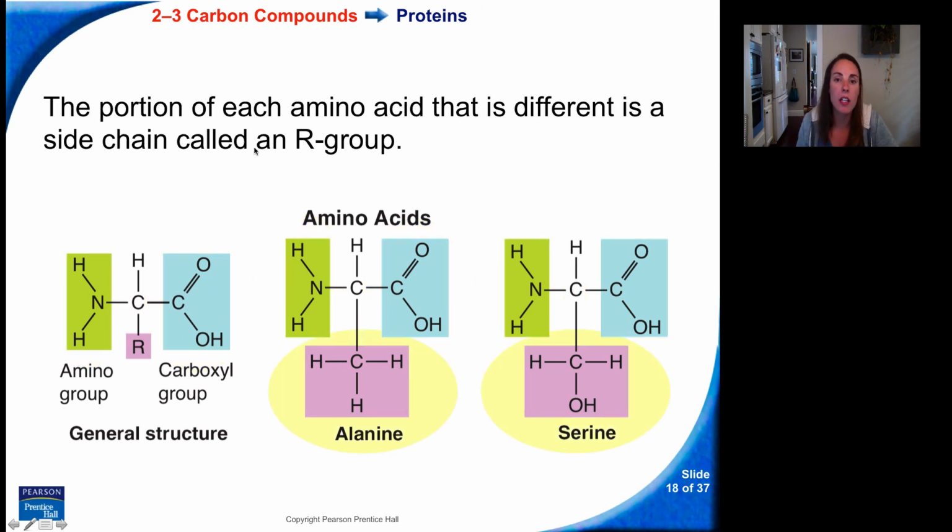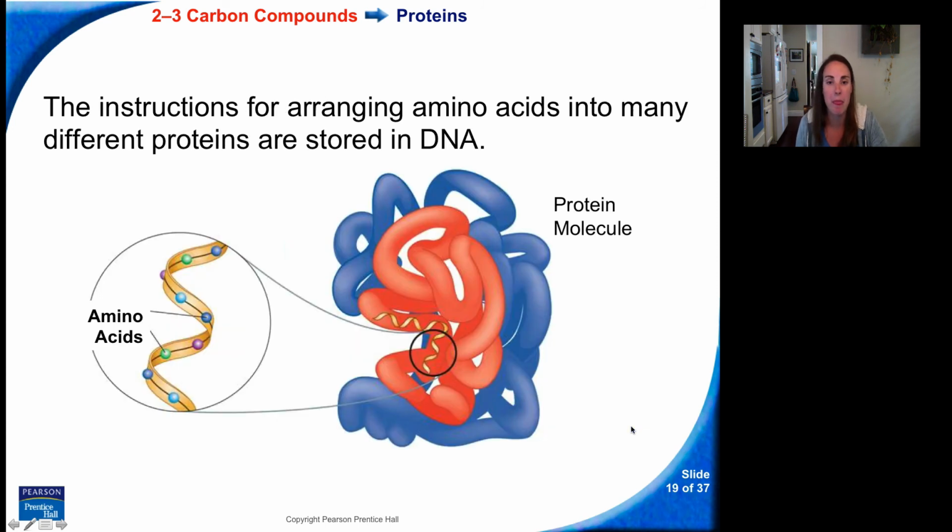The portion of each amino acid that is different is a side chain called an R group. So this is what differs. All amino acids have an amino group and a carboxyl group, but they differ in their R group. So here's an example of alanine, which is an amino acid, and serine, which is a different amino acid.